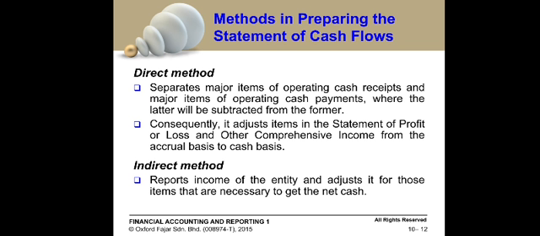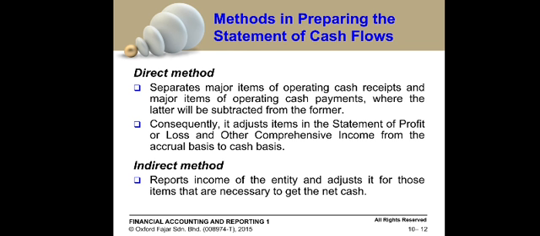Consequently, it adjusts items in the statement of profit or loss and other comprehensive income from the accrual basis to cash basis. Okay, direct method is a cash flow statement format that basically converts the income statement of a company from the accrual basis to the cash basis. Remember, I have told you most operating activities can be seen in the income statement. So you can convert the income statement from the accrual basis to the cash basis, and then you use that to prepare the statement of cash flow.